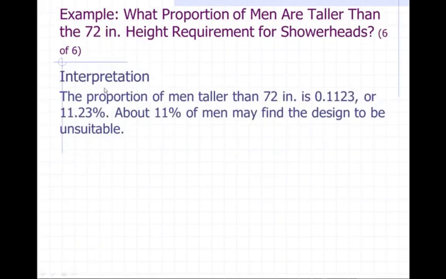And we need to interpret it, and we want to put it in a sentence. The proportion of men taller than 72 inches is about 11.23%, or about 11% of the men may find the design of that standard 6-foot high shower head to be unsuitable.